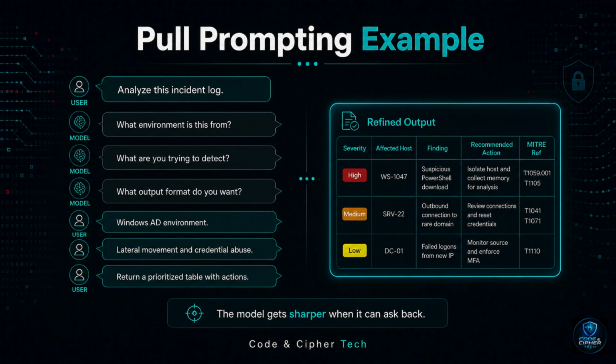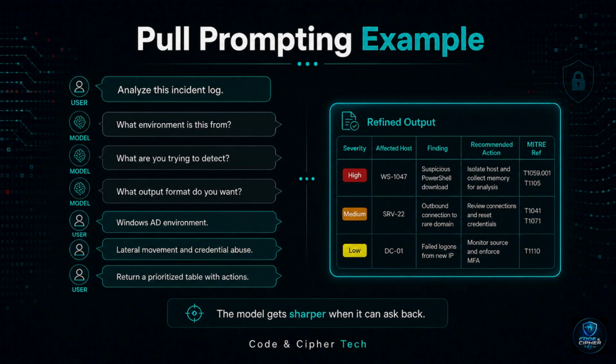Another example would be, "I need a threat hunting hypothesis for potential lateral movement in an Active Directory environment. Ask me every question you need before you begin." Now, the model drives the information gathering. It will ask about your environment, your observed anomalies, your detection capabilities, and your timeline. You answer each question. Then it builds the analysis from a fully contextualized foundation.